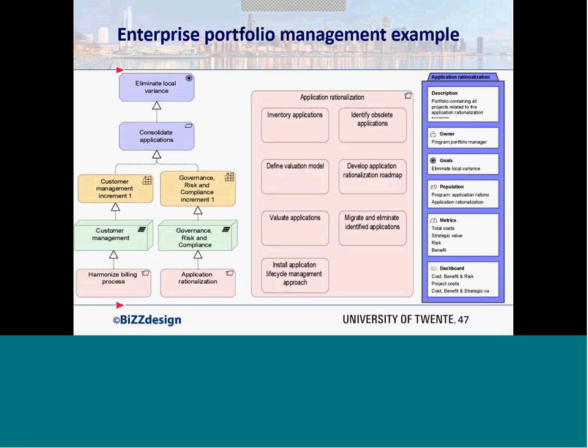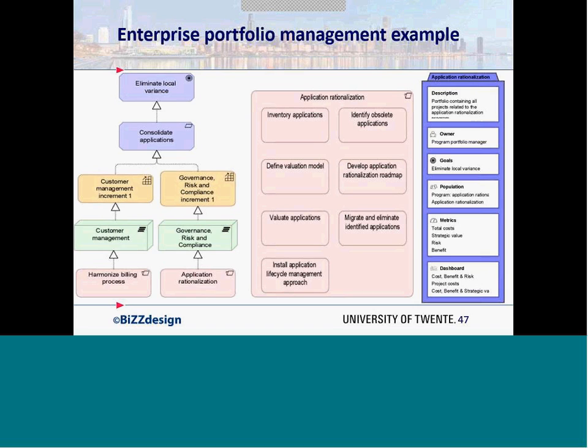Next, in Architect, you have, as before, the same goal, and you have a requirement, and you have capability increments with their respective plateaus and programs, and each of these programs has a specific number of projects, or how they're called in ArchiMate, work packages, and then you make a portfolio based on this.